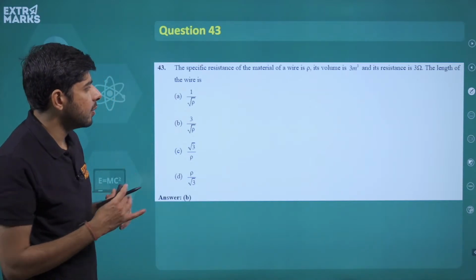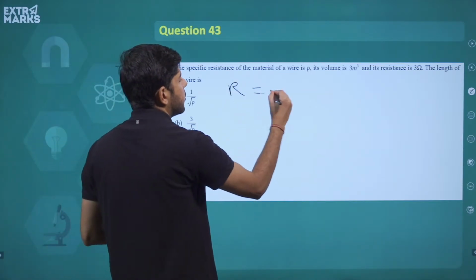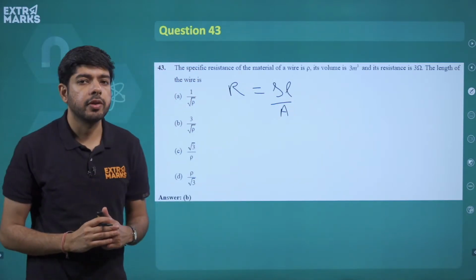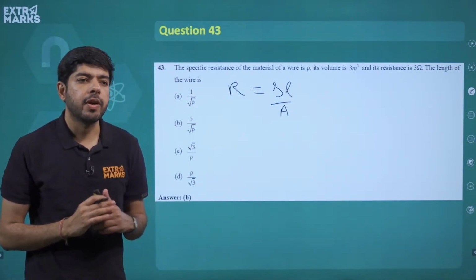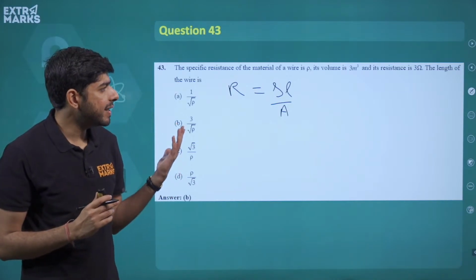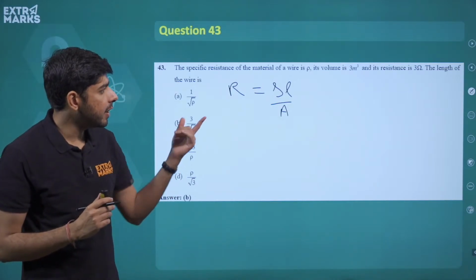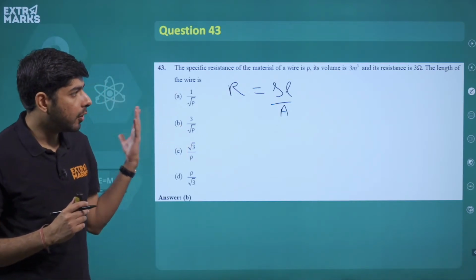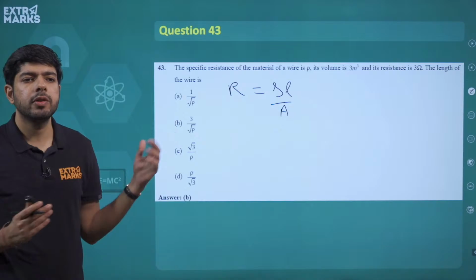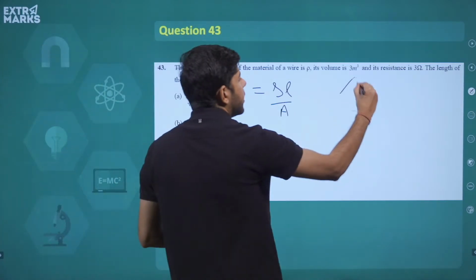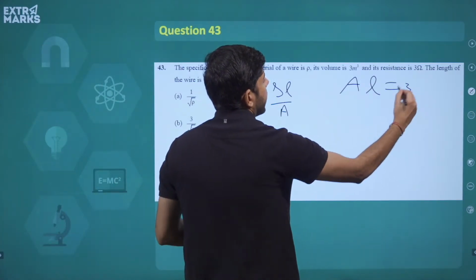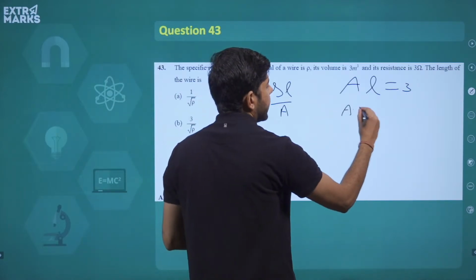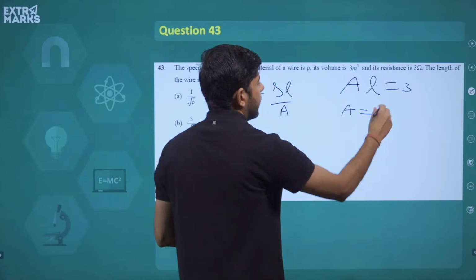So what is this? So basically guys, this is pretty simple. R equals to rho L by A. It is based on this one. Alright, so rho, everything is given here. Specific resistivity is rho. Okay, we have to find L in terms of rho and volume. Volume is given. What do we do with the volume? So volume is nothing but A into L. So that is given 3. So I can write that area is 3 by L. So I can put area as 3 by L.